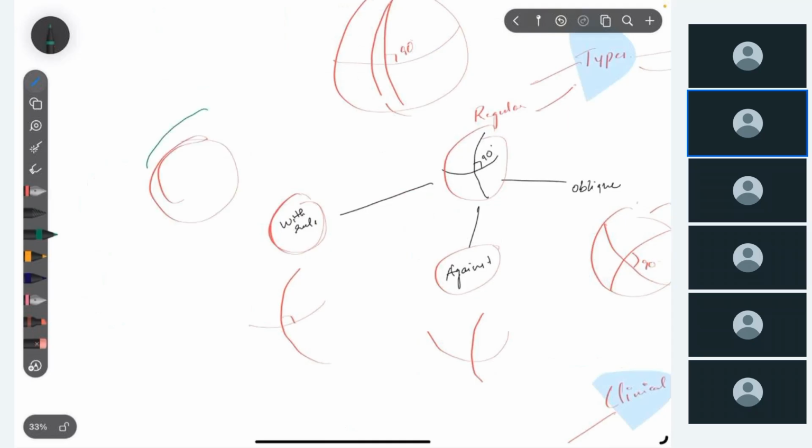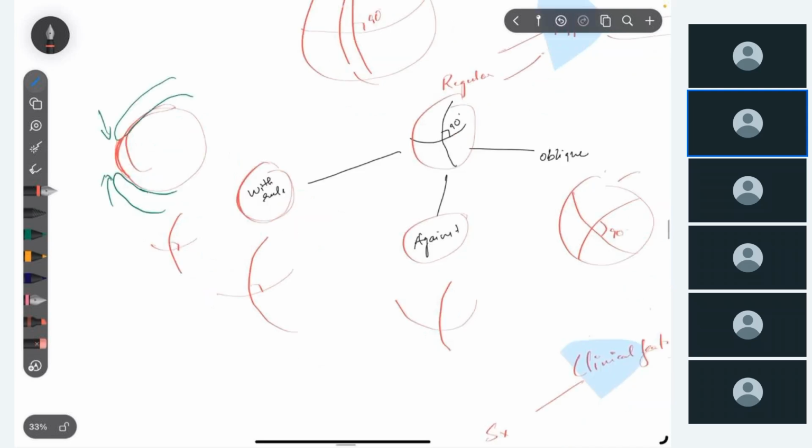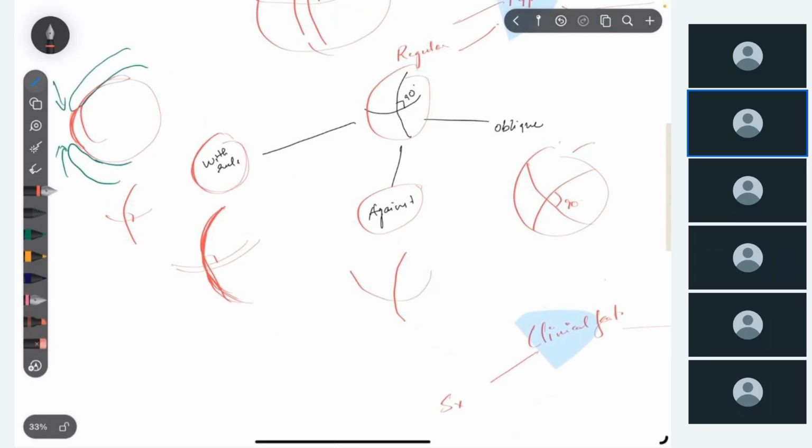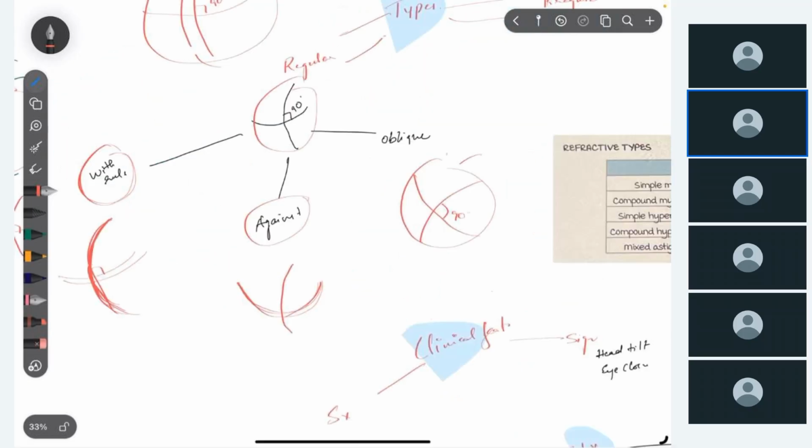Now, the eyelids put pressure on your eye, because of which the cornea bulges slightly anteriorly. So your vertical meridian is always slightly more than your horizontal meridian. When this becomes exaggerated and very high, it is called with the rule astigmatism. That is, it is with the rule only, but it is more. The vertical meridian is more. Against the rule is where the horizontal meridian becomes more curved. And oblique is where the meridians are at 90° to each other, but they are not at the usual sides.